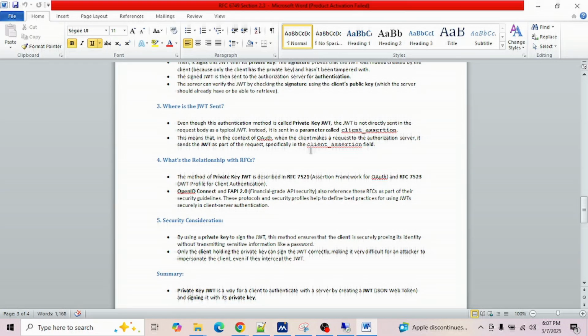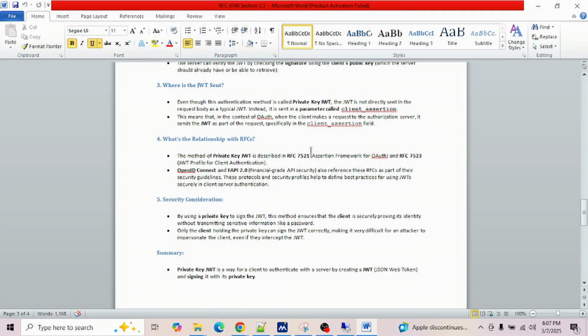What is the relation with RFCs? The private key JWT method is described in RFC 7521, the assertion framework for OAuth, and RFC 7523, the JWT profile for client authentication. OpenID Connect and FAPI 2.0, that is Financial-grade API security, also reference these RFCs as part of their security guidelines. These protocols and security profiles help define best practices for using JWT securely in client-server authentication.